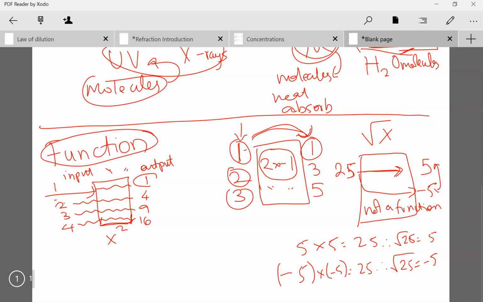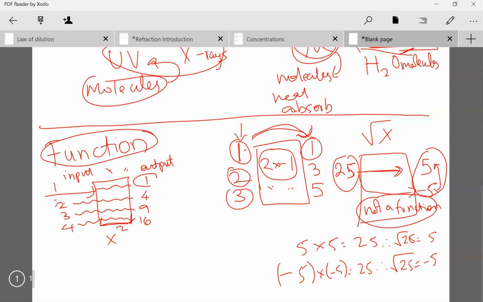So if I come in one day, put 25 in this box, it could give me 5. But another day, it could give me negative 5, right? Depending on how the box is feeling or whatever. Obviously, hopefully you understand that that's hypothetical. But the problem is for one input value, there's more than one possible output value. So this is not a function.